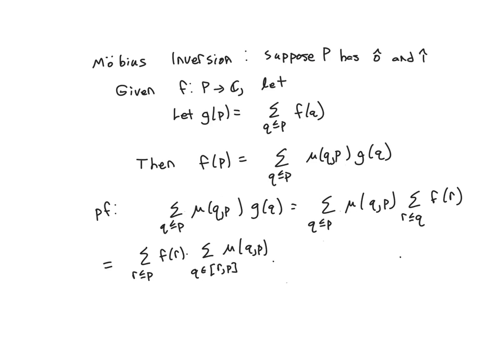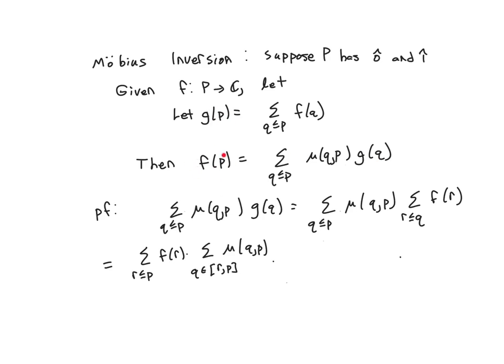So here's the Mobius inversion formula. Suppose you have a partially ordered set P that has a unique minimum and maximum element, denoted 0 and 1. Let f be some function on the poset, associating to each element a complex number, and define g of p by this formula. It's the sum over all q less than or equal to p, f of q. Then it turns out you can compute f in terms of the g's.